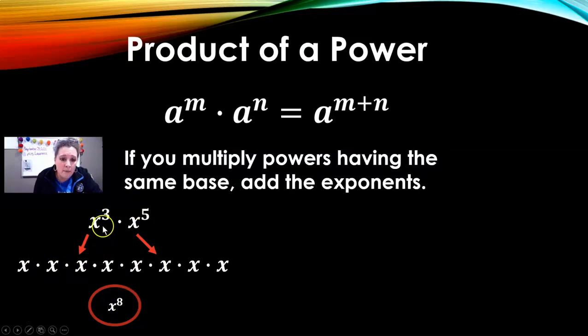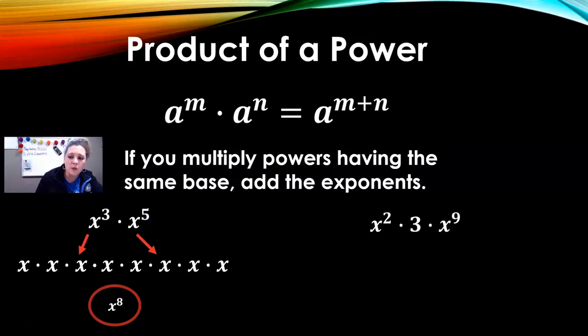So if we're multiplying, we keep the base the same, whatever it is, and we just simply add the exponents. They have to have the same base. I can't do this if I had a to the third power times x to the fifth power. I couldn't multiply them because they have different bases. So let's look at another one.